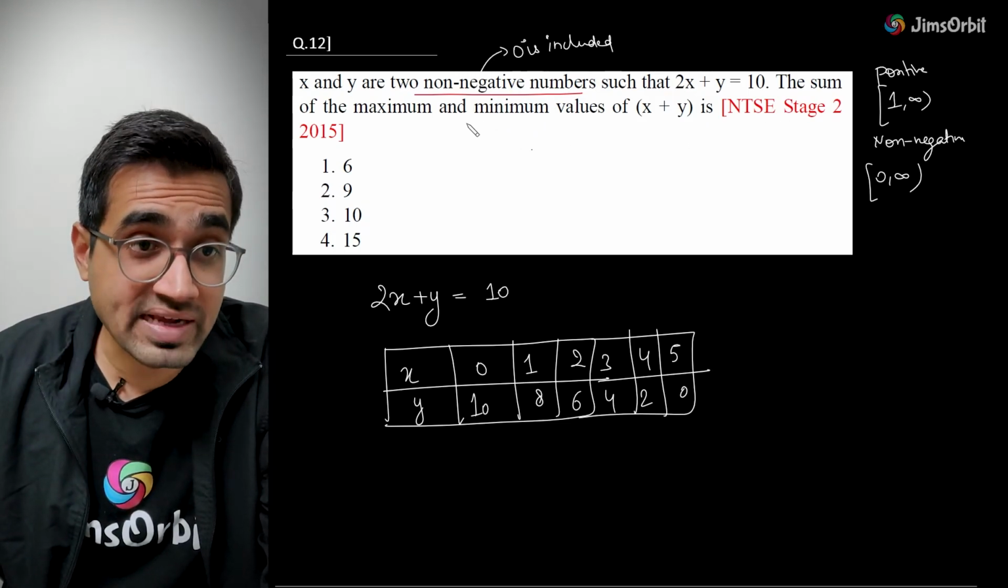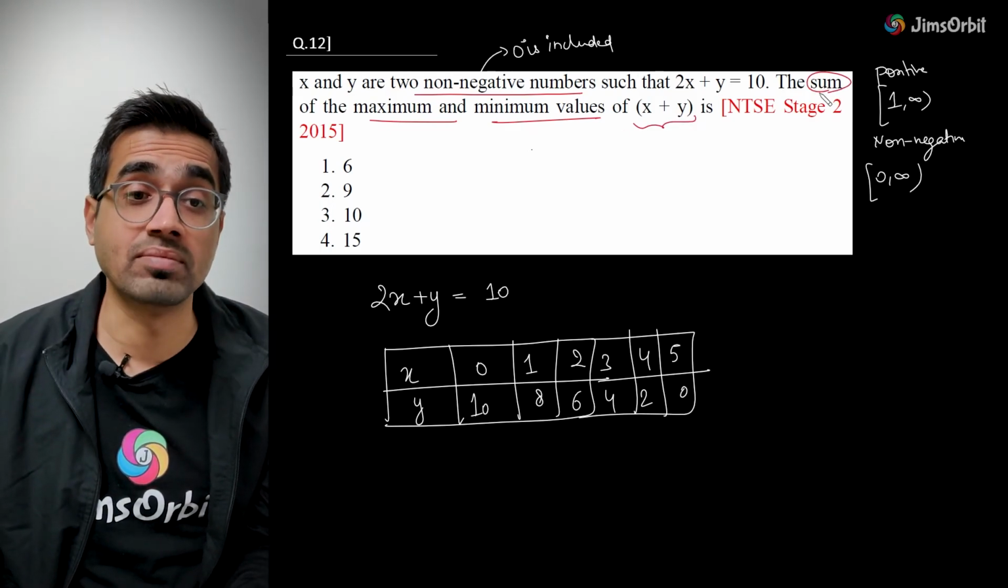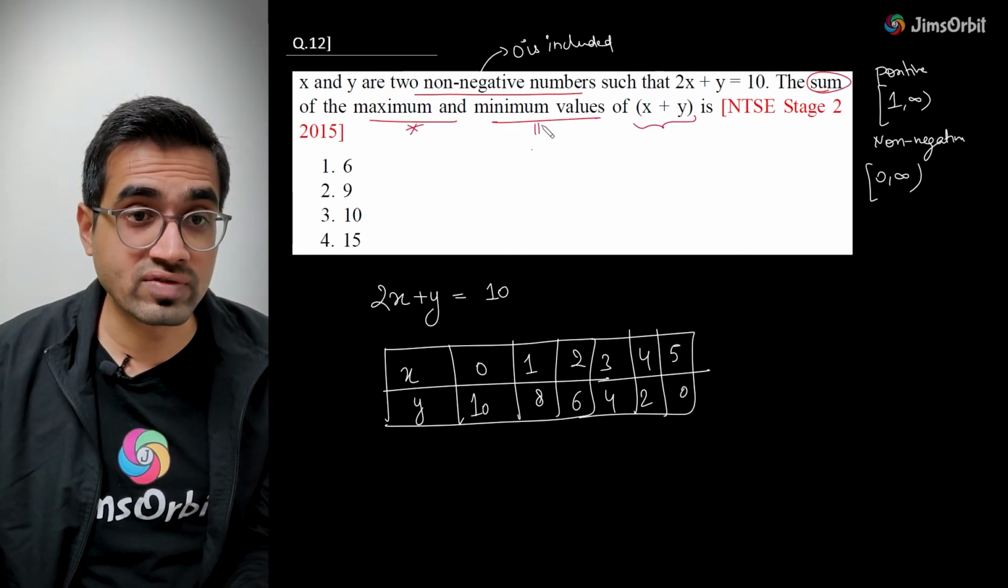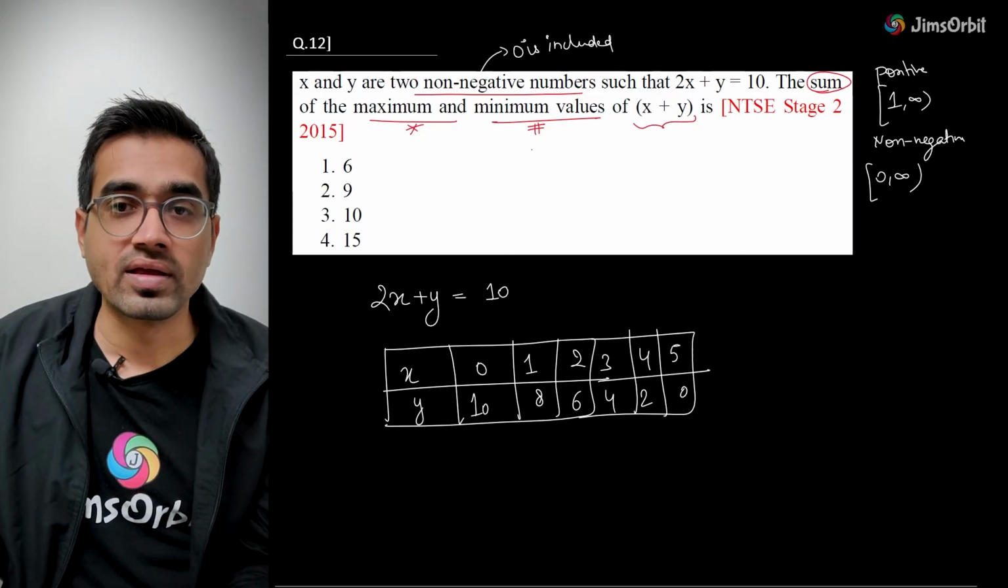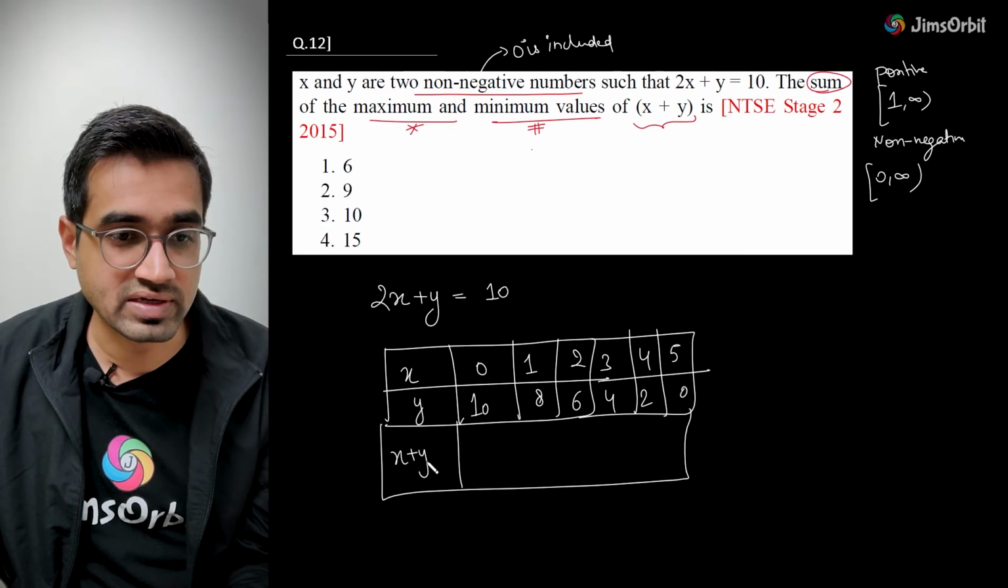Okay. The sum of the maximum and minimum values. Great. You have to find the maximum and the minimum value of what? X plus y, and then you have to find their sum. The value of this and the value of this, you have to add. First you find x plus y. How will we know which is maximum and which is minimum otherwise? Correct.